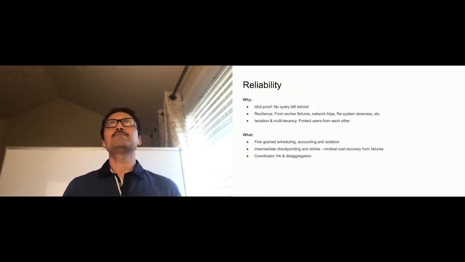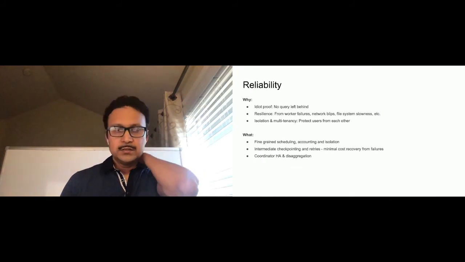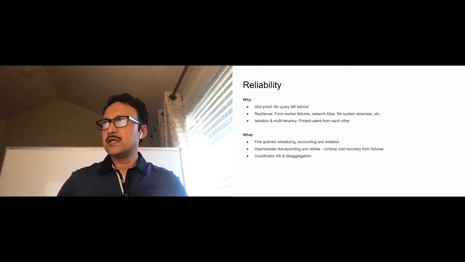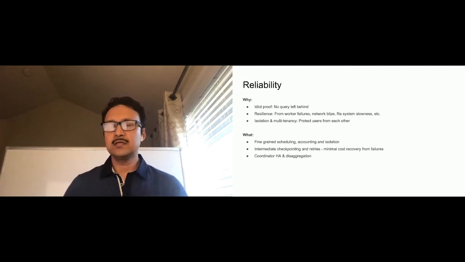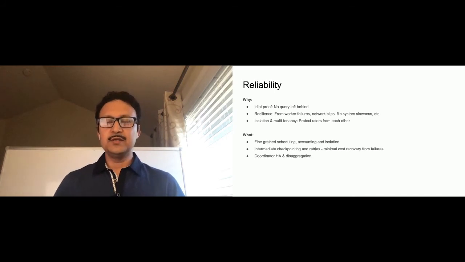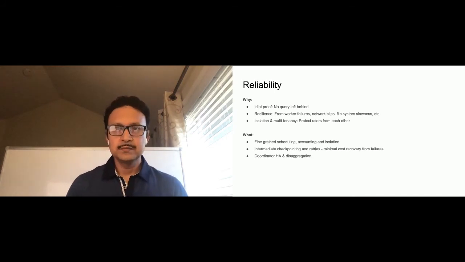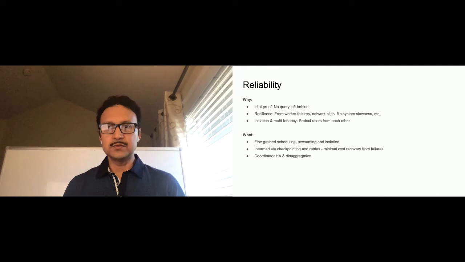The second one is resilience. We operate in a very, very large cluster where machines go up and down all the time. There are network blips, file system slowness, and so on, GC pauses. We need to make sure that queries don't fail. If you are running a query that is running for 3 hours and one of your workers dies in the middle, your entire query should not fail. We should be able to recover from those things.